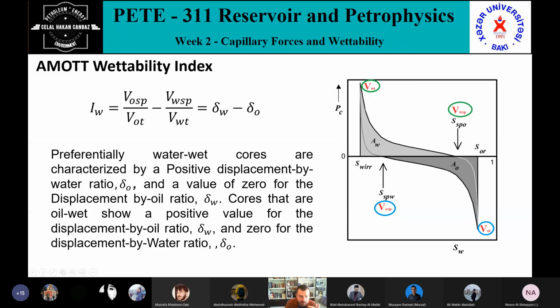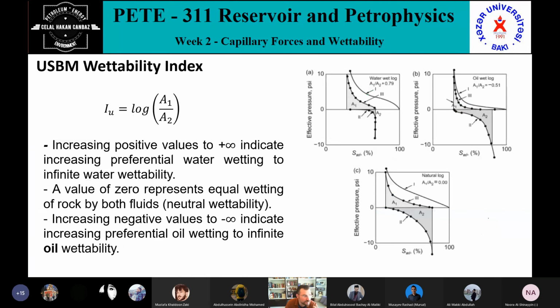A very similar method, with some little differences, is called USBM, United States Bureau of Mines. The United States Bureau of Mines developed this one. Here we define IU this time, which is the log of the areas. What are these areas?